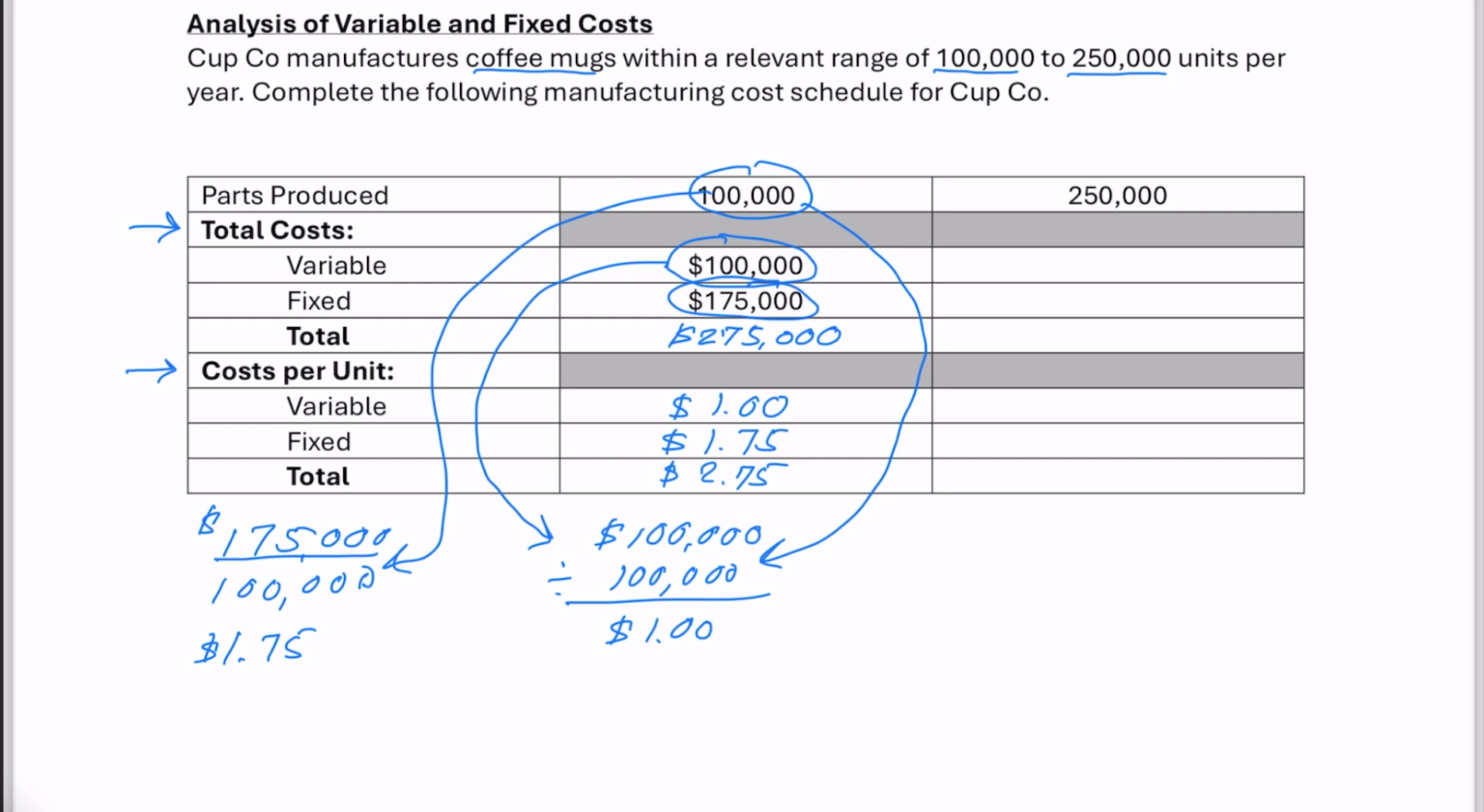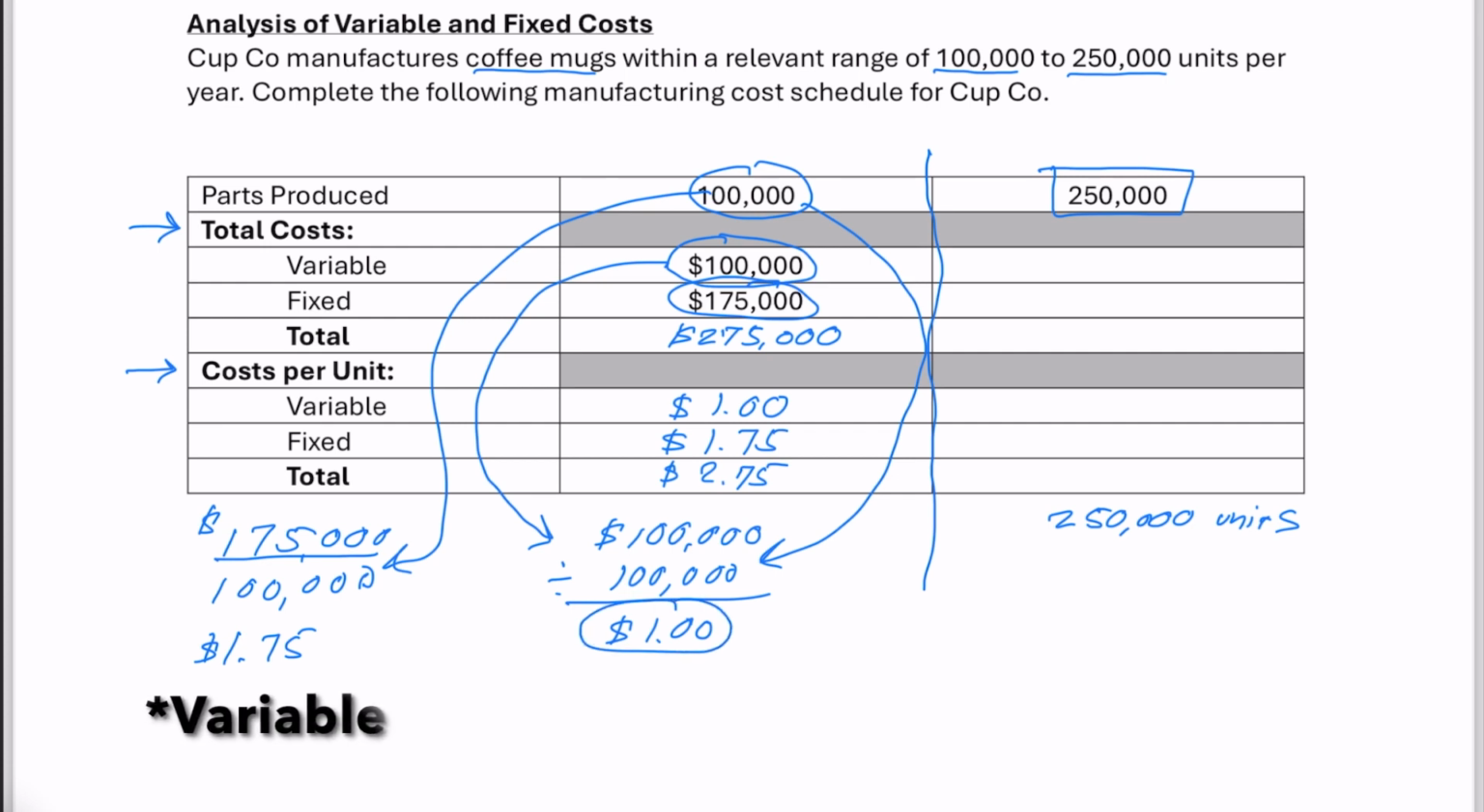Now we're going to go ahead and see how these costs are impacted when we move up to a production level of 250,000 units. So our variable costs, these are costs that are going to remain the same on a per unit basis, regardless of the production. So here we go. We have 250,000 units being produced, and I'm going to go ahead and make sure that I label these as units. I'm going to take the variable cost that I calculated over here, and I'm going to multiply them by each other. So this is our $1.